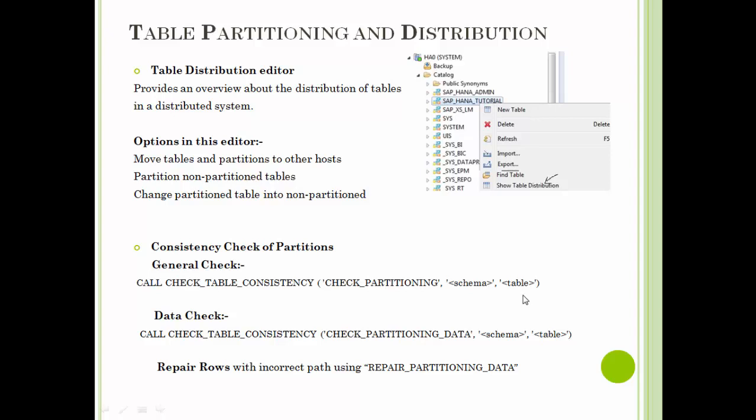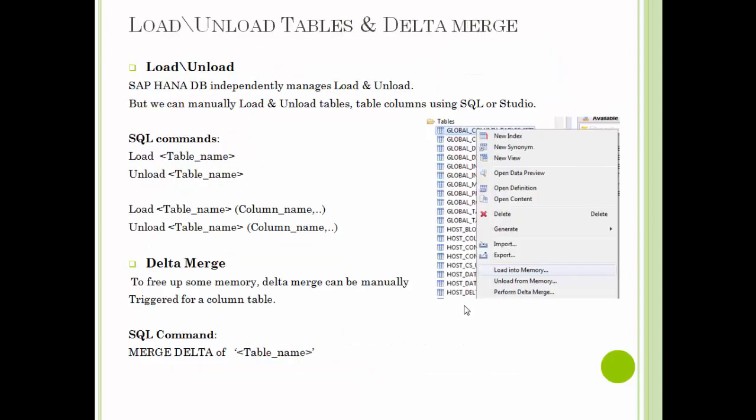So with this, now we have understood how table partitioning is done and how consistency check on the table partitioning is done. Now let's move on to understand how we can manually load and unload tables to memory and from memory, and what is delta merge and how we do this delta merge.